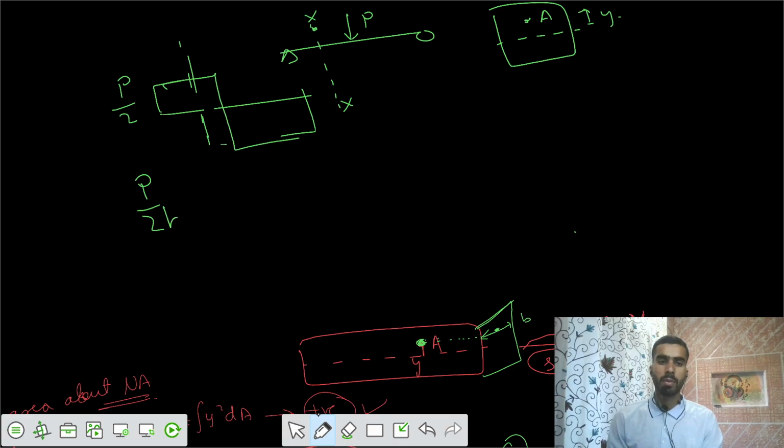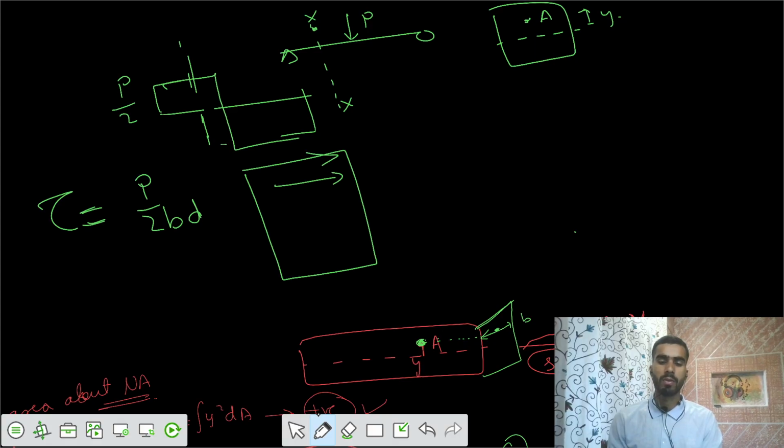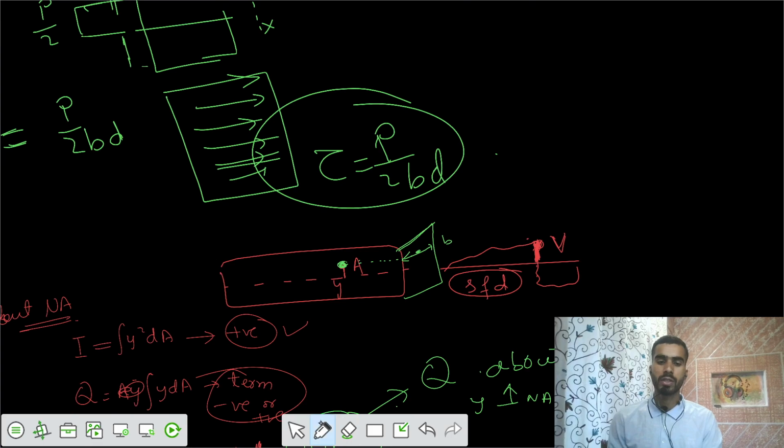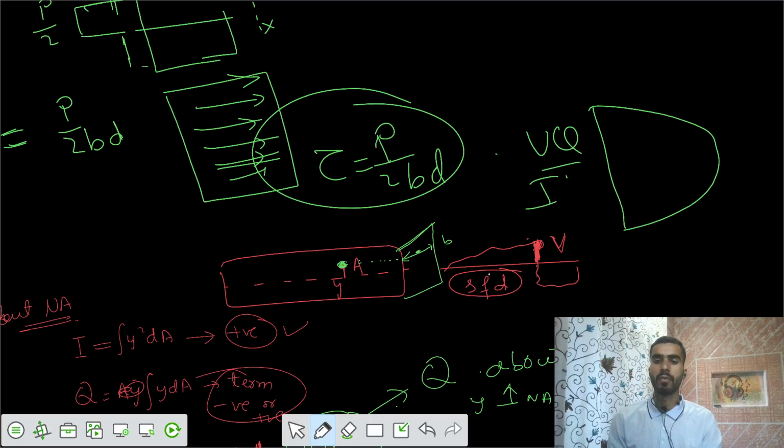Then if you divide by that area, it would give you a constant shear stress diagram of P by 2BD. So the shear stress equals P by 2BD. But if you analyze the actual shear stress distribution, it is of a parabolic nature because of VQ by IT, VQ by IB, that is the actual shear stress.